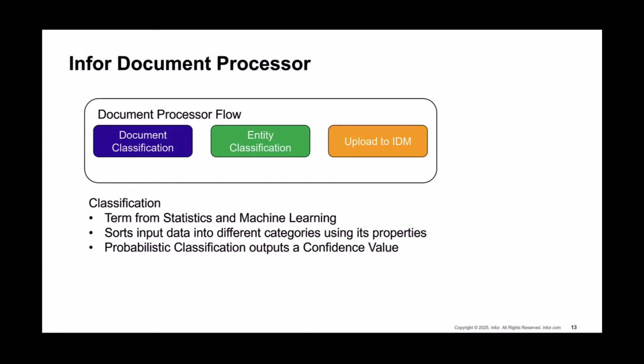Diving a bit into the document processor flows, there's a few different types of activities that you can build into these flows. One, you have document classification. Document classification is essentially being able to determine what type of document is coming into the OCR capability. So is it an invoice document? Is it a purchase order document? Is it a bank receipt? Whatever the document is, what type of document is it?